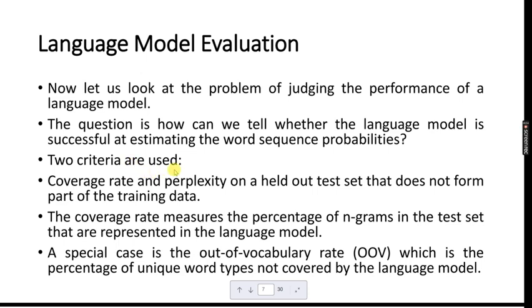You can do that with the help of different types of criteria. There are two criteria which are used for language model evaluation. One criterion is the coverage rate, and another one is the perplexity. Based on these two criteria, we can evaluate whether the language model is proper or not. Coverage rate measures the percentage of the n-grams, that is, how many of the words are relevant to our required word or not.